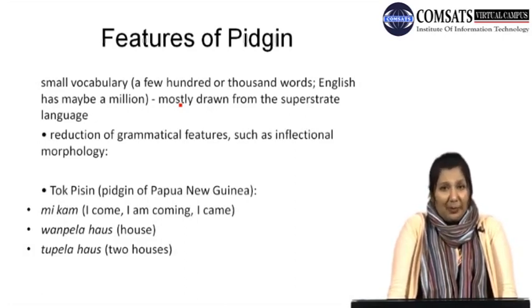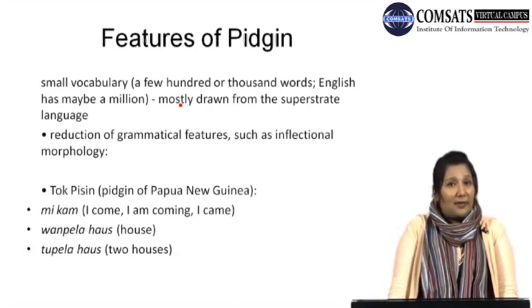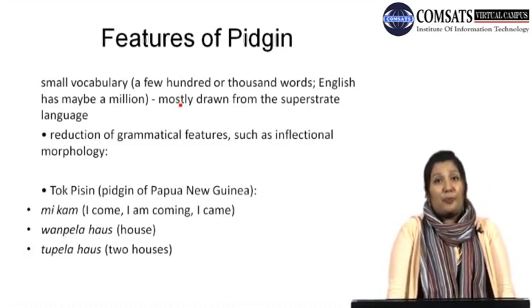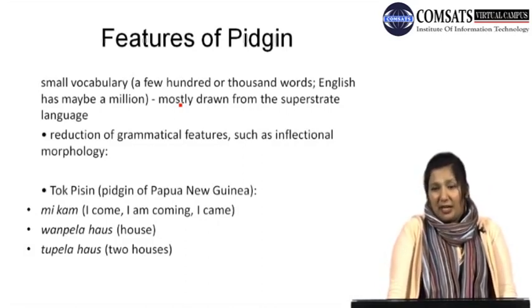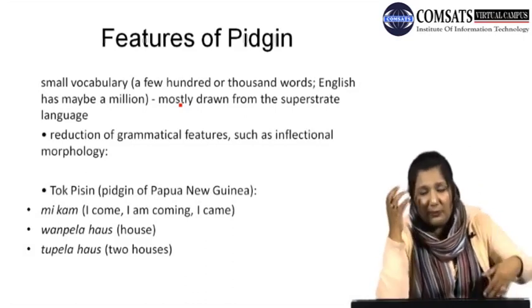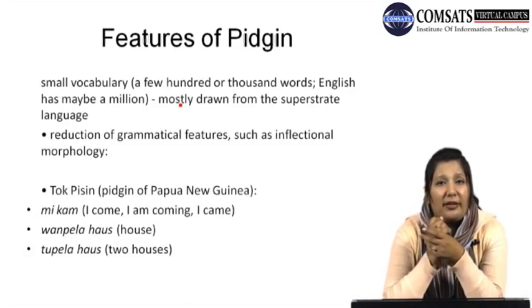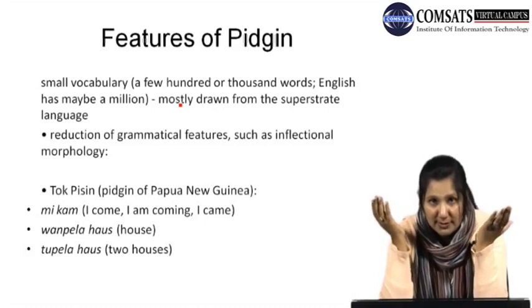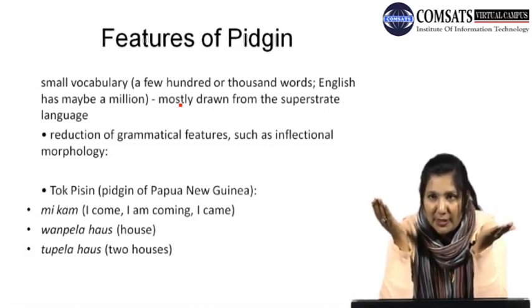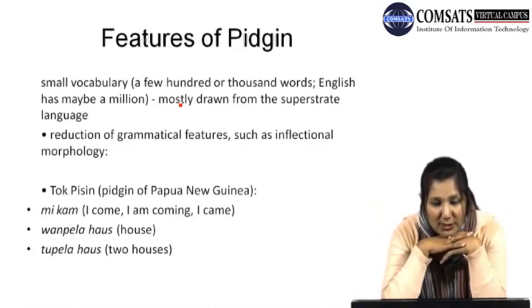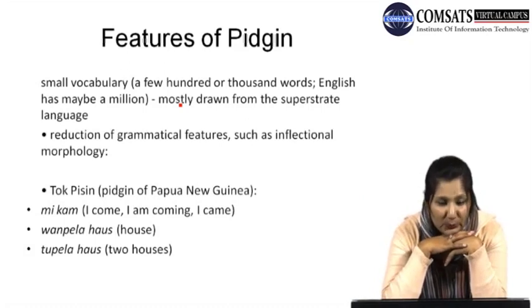It would have very, very limited vocabulary, because this is not the native language of anybody. This is a learned language, learned for some restricted purpose, for some restricted reason. It has only a few hundred or a thousand words, whereas English has maybe a million words. You can see the difference between a pidgin and an accepted, well-expanded language. It is mostly drawn from the superstrate language.